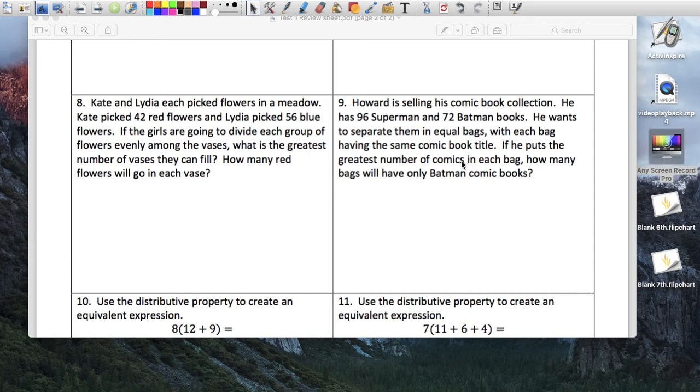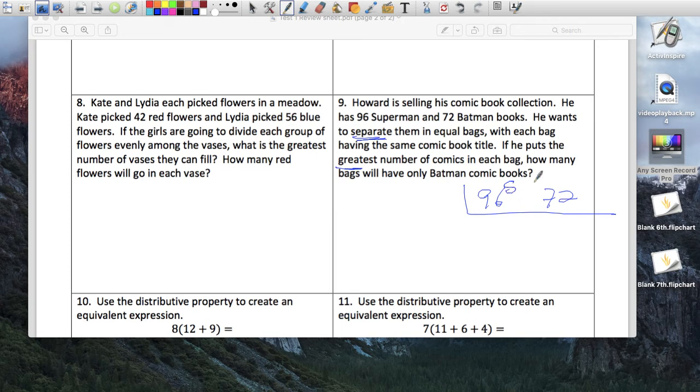Okay, so he has 96 Superman comic books and 72 Batman. He wants to separate them in equal bags, with each bag having the same comic book title. So he puts the greatest number of comics in each bag. How many bags will only have Batman comic books? So greatest, separate. Okay, hint, GCF. So let's go 96, 72.